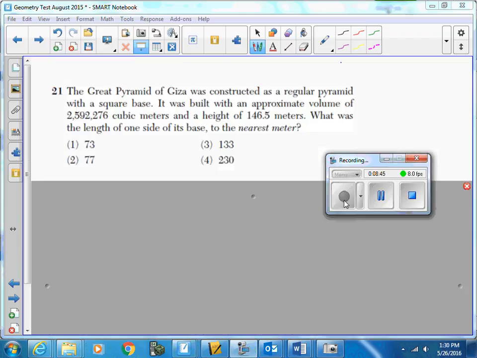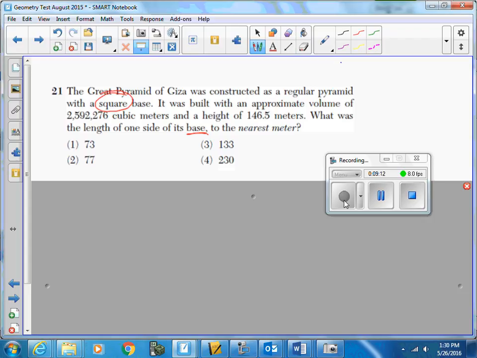All right, it says the Great Pyramid of Giza was constructed as a regular pyramid with a square base. It was built with an approximate volume of 2,592,276 cubic meters and a height of 146.5 meters. What was the length of one side of its base to the nearest meter? Well, remember, its base is a square.